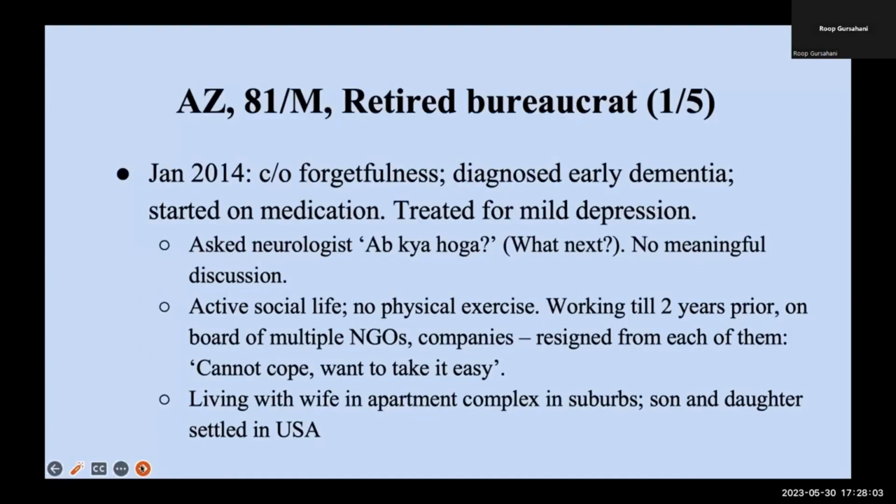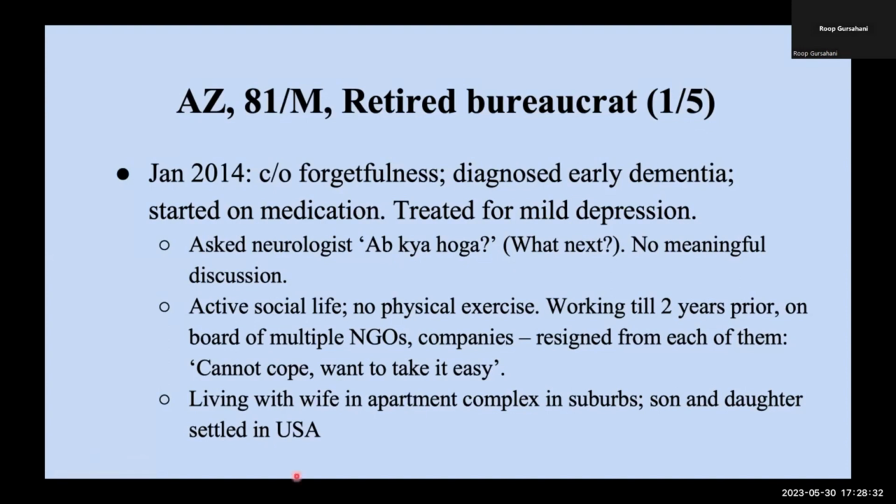So let me start off with my first patient. This was a gentleman who I saw much later, but whose story began in January 2014. He became a little forgetful, and a diagnosis of early dementia was made. He also was thought to have mild depression, and was started on treatment. And then as the diagnosis was made, as the treatment was started, he asked the doctor, what is going to happen next? Unfortunately, there was no answer given.